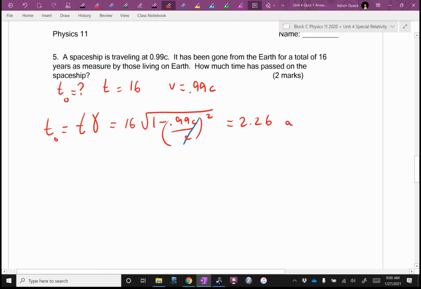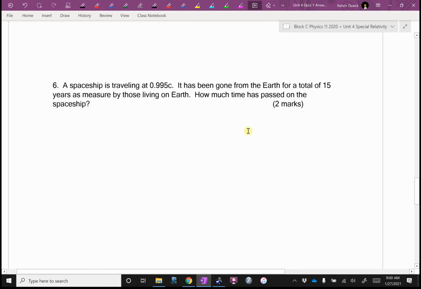Years. Same as before, 1 mark for the equation, 1 mark for the answer. Number 6, same question as number 5. It's asking me to find time on board. Time back on Earth is 15 years.